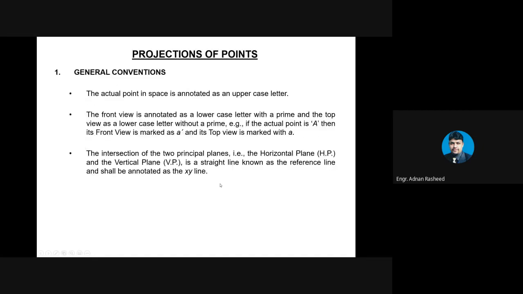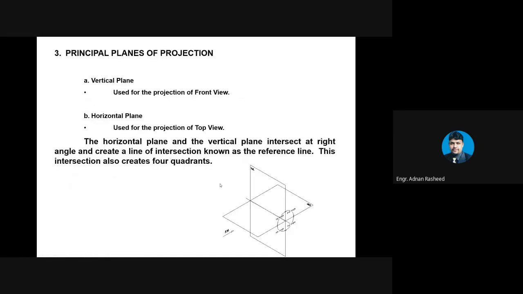You should remember that the vertical plane is used for projection of the frontal view. Always the frontal view will be on the vertical plane, and the horizontal plane is used for projection of the top view. We will see in the next few slides how the frontal view will be formed on the vertical plane and how the top view is formed on the horizontal plane.